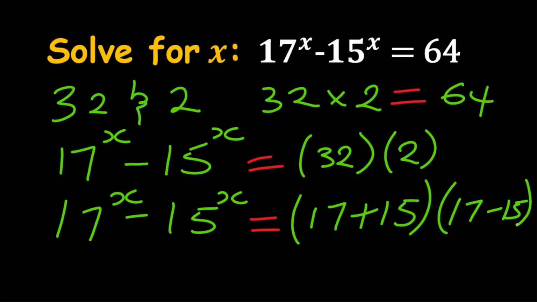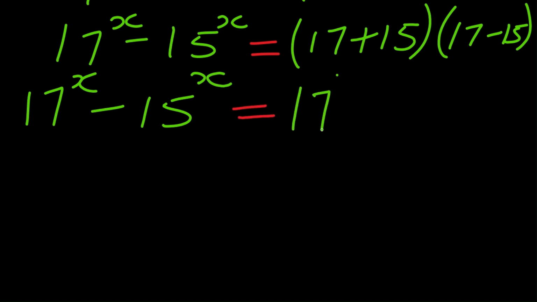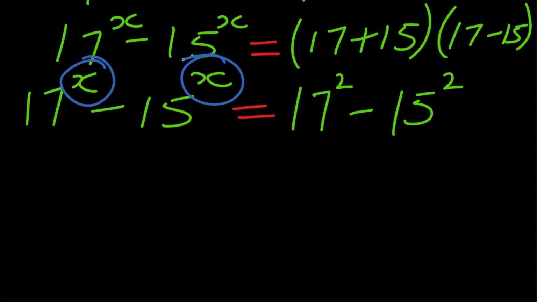Using the difference of square formula, 17 to the power of x minus 15 to the power of x is equal to 17 squared minus 15 squared. The sum of two numbers multiplied by their difference equals the difference of their squares. By comparing both sides of the equation, we can see that x directly corresponds to 2. Therefore, x is equal to 2. Therefore, x equal to 2 is the solution to the equation above.